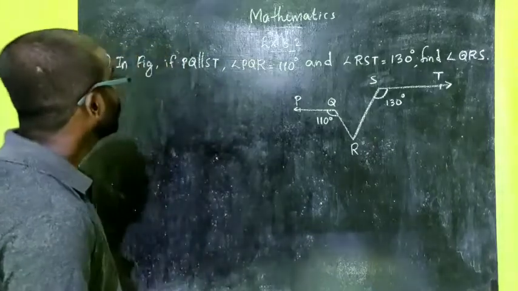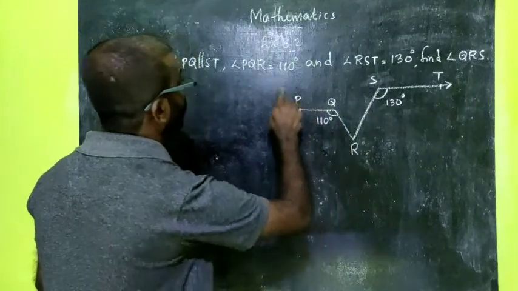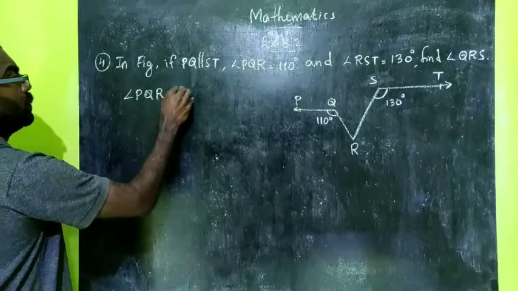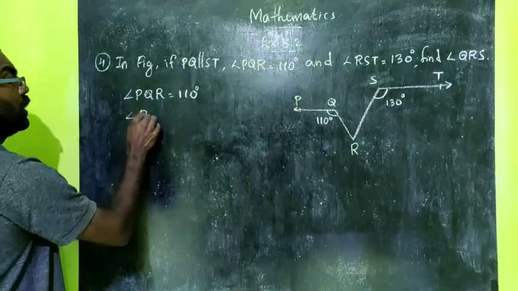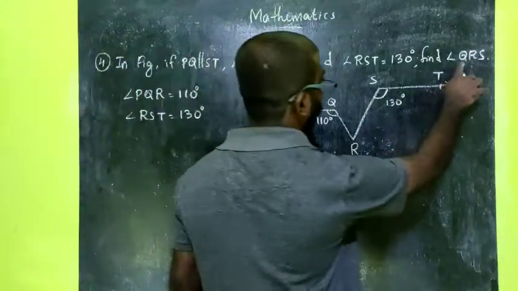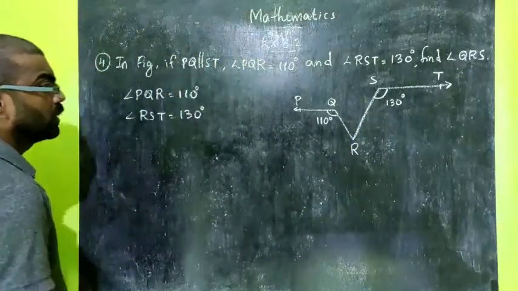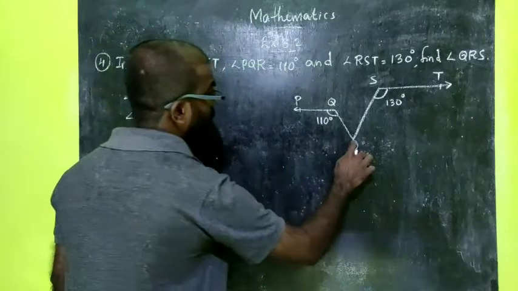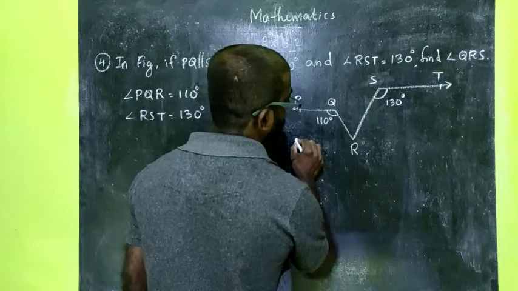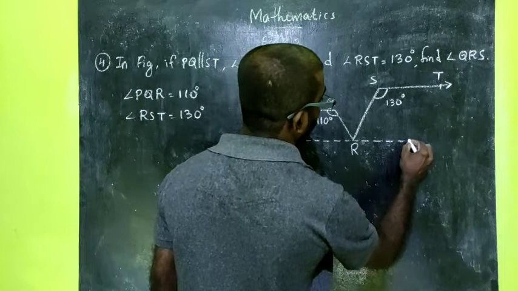Here the next question is, in the figure, PQ is parallel to ST, angle PQR is equal to 110 degrees and angle RST is equal to 130 degrees. We have to find angle QRS. For that we have to make a construction. Through the point R, we should draw a line parallel to ST.